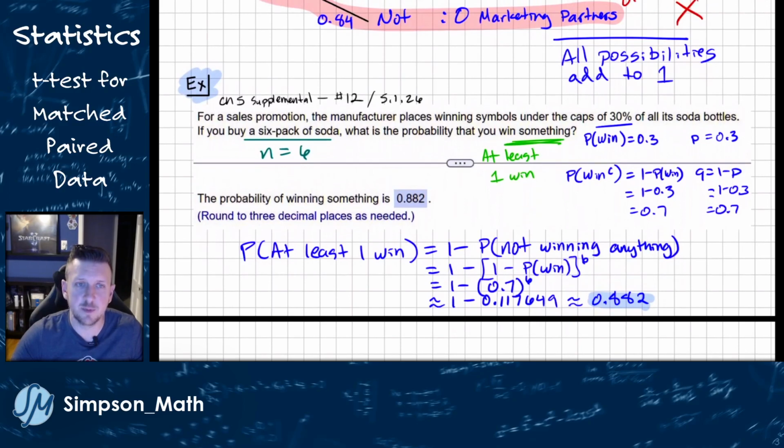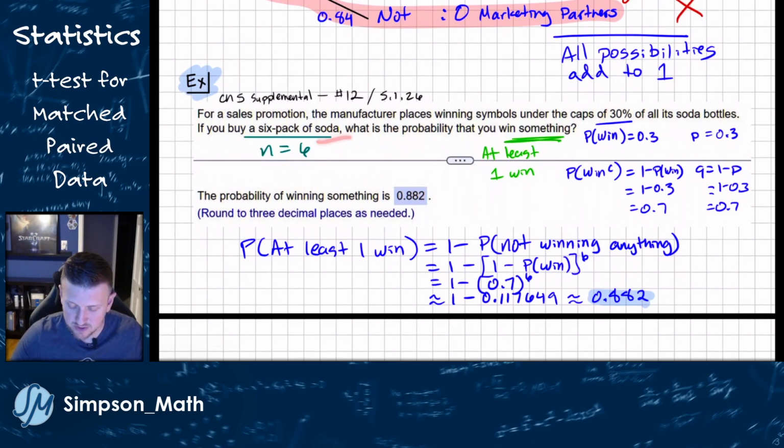So for a sales promotion, the manufacturer places winning symbols under the caps of 30% of all of its soda bottles. If you buy a 6-pack of soda, what's the probability that you win something? So let's break this down. This 30%, that's my probability of success. That's P is 0.3, or my probability of win is 0.3, depending upon if you want to do probability notation or just treat it as a variable. Then I'm going to buy a 6-pack of soda. That means my sample size is 6.